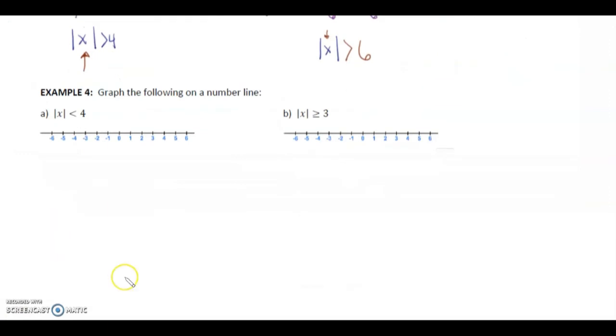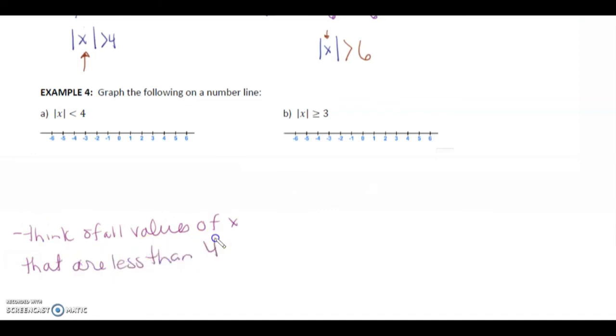Okay, so graph the following on a number line. This is a little bit easier. When we're graphing the absolute value of x is less than 4, I'm just going to think of all values of x that are less than 4, and then plus the negatives.